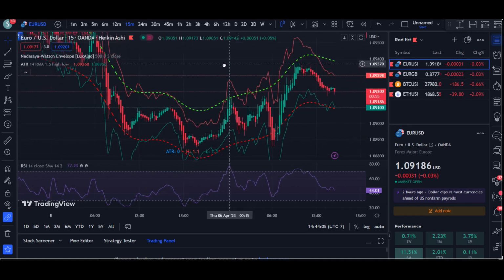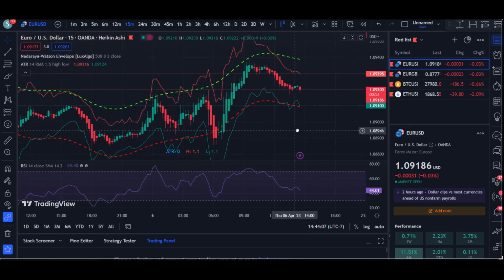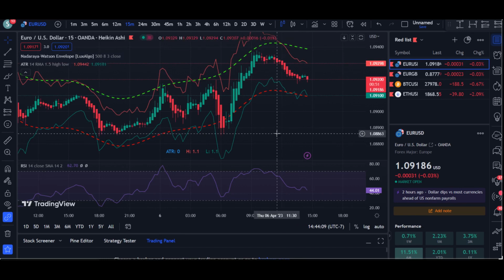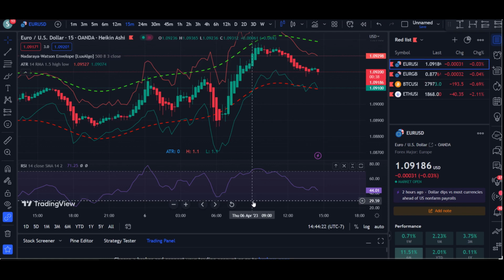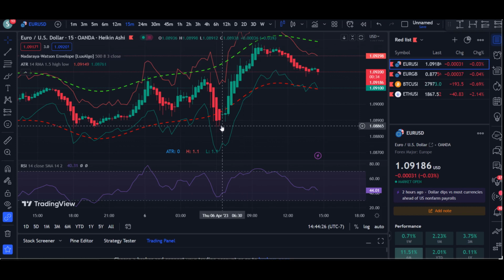So now for the trading strategy. For a long, what we're going to do is we're going to look for the price action to go outside of the envelope to the point to where it is oversold. The second thing that we're going to look for is the RSI needs to be 30 or lower, showing an oversold signal. The third thing we're going to look for is for the candle to turn green.